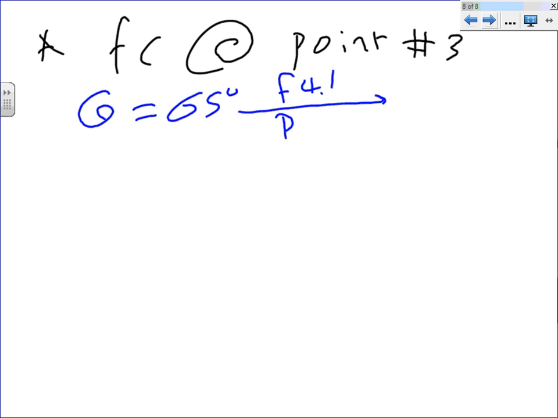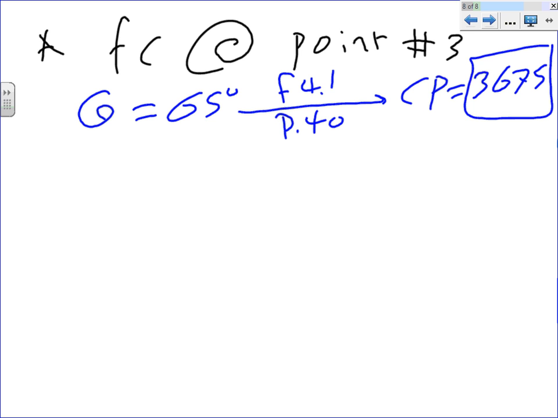Figure 4.1, page 40. And you're going to find what's the candela power at 65 degrees? 3675. Thank you, my friend. CP, candela power, 3, 6, 7, 5. Very important number. Without this number, you cannot do anything.